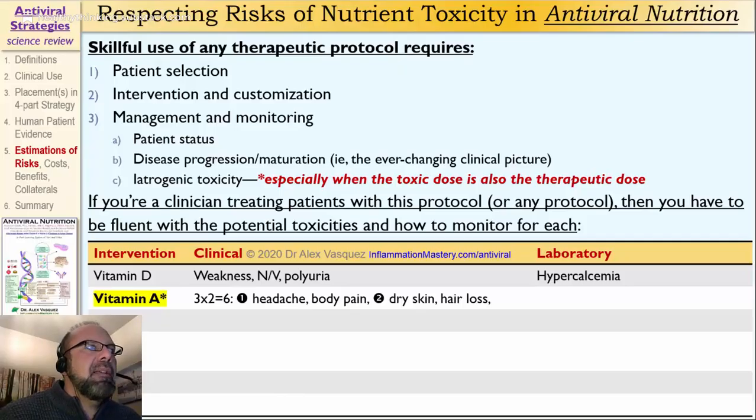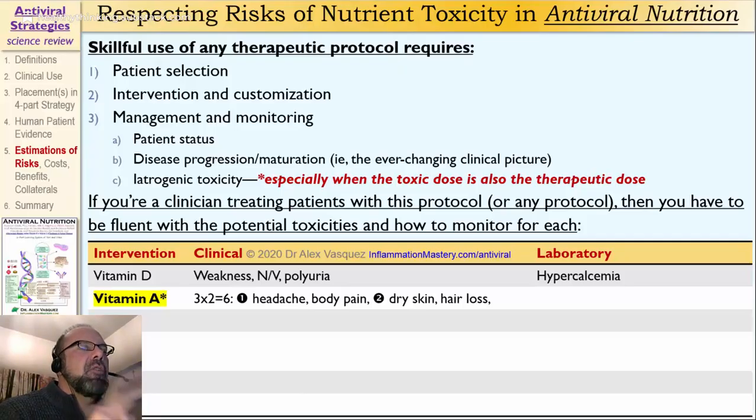So pain is headache and body pain. I put body pain because sometimes it could be abdominal pain, especially if they have liver toxicity. It could be right upper quadrant pain. But the reason I put body pain is sometimes it's described as bone pain, sometimes it's described as joint pain, so I just put body pain. Dry skin and hair loss. So dry skin means dry skin on their body, but also chapped lips. That's classic presentation, and also hair loss.